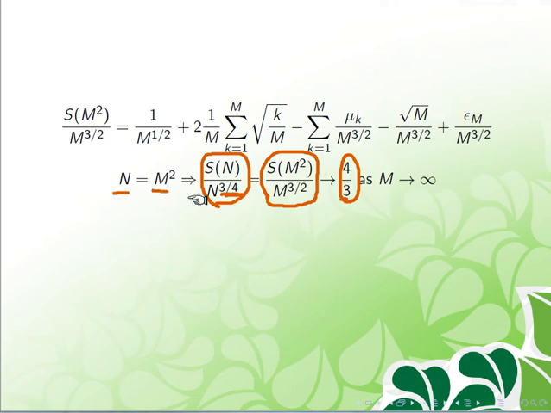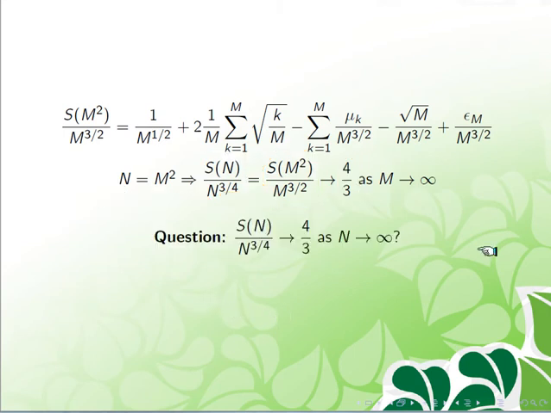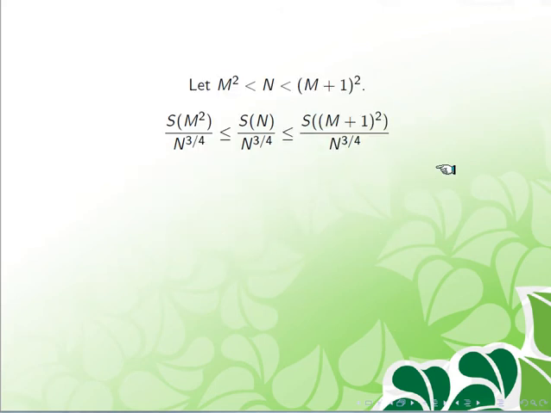But that's a special case. We have to show that this alpha and that beta stay the same when n is an arbitrary number, not just a perfect square, which is stated as this question, as n randomly approaches infinity, not just hopping over the perfect squares. Is this behavior still valid? The answer is yes, and here's how we're going to approach it.